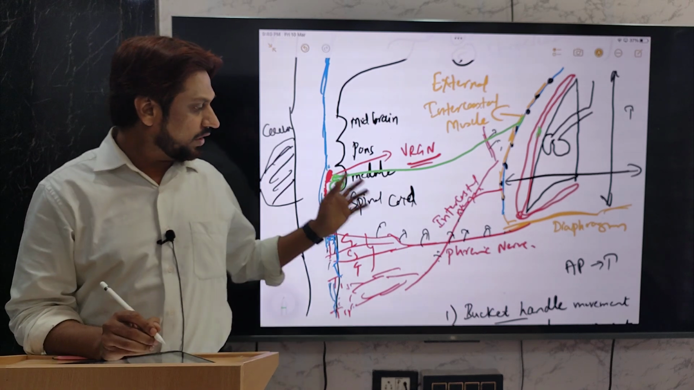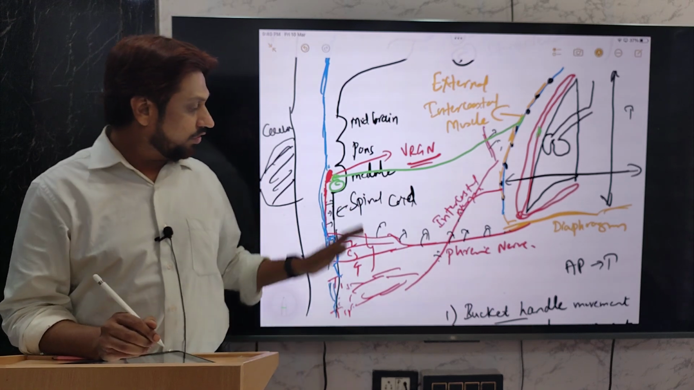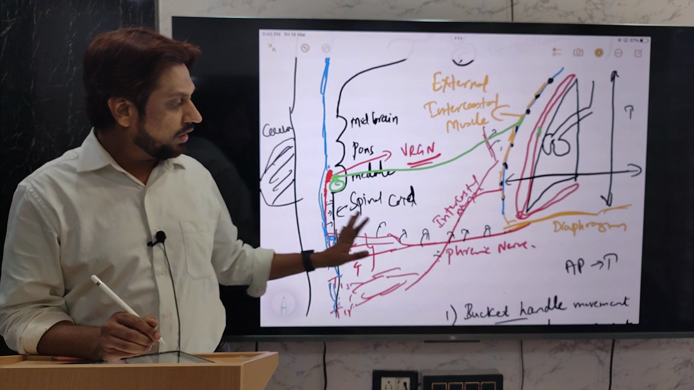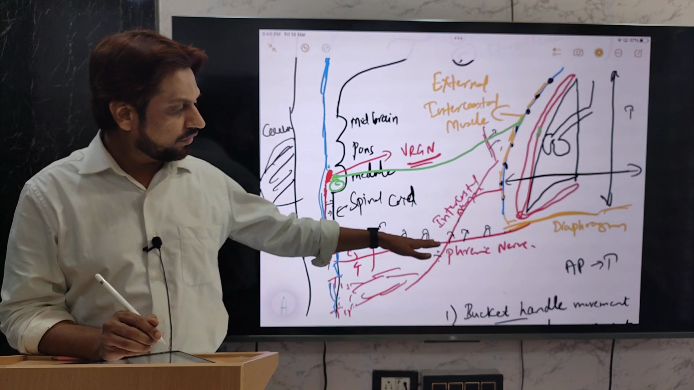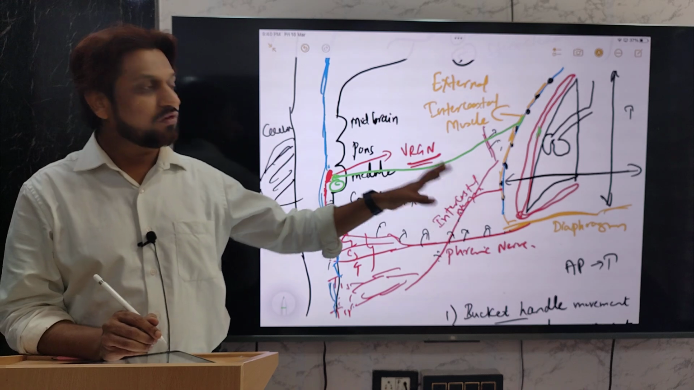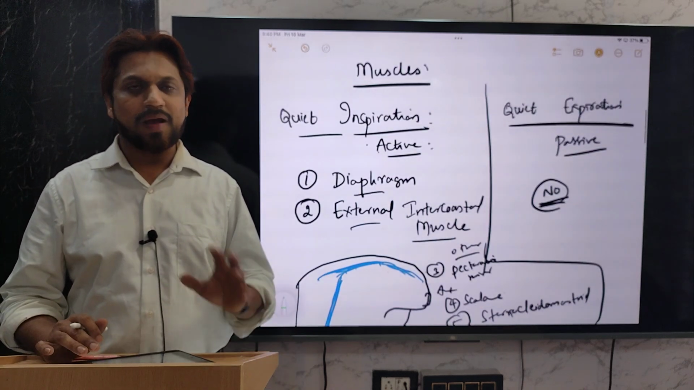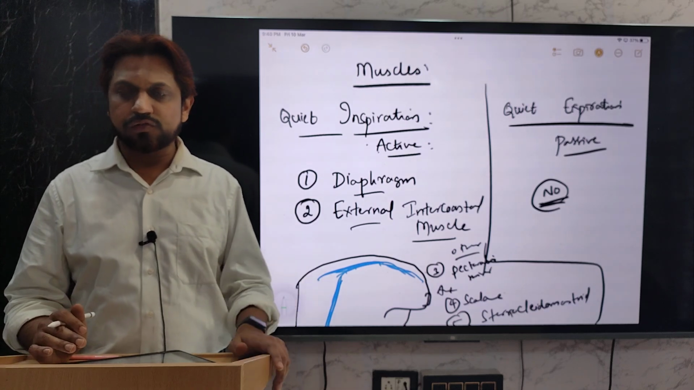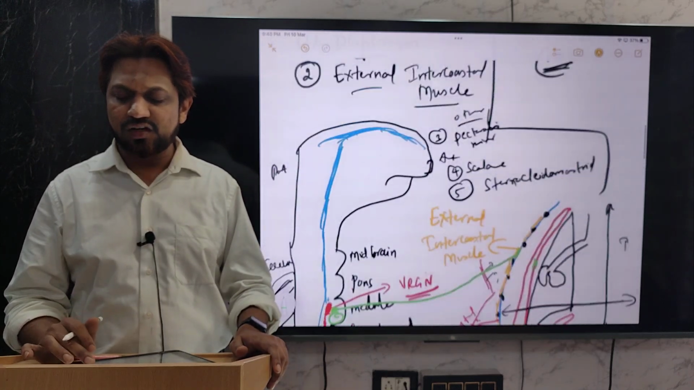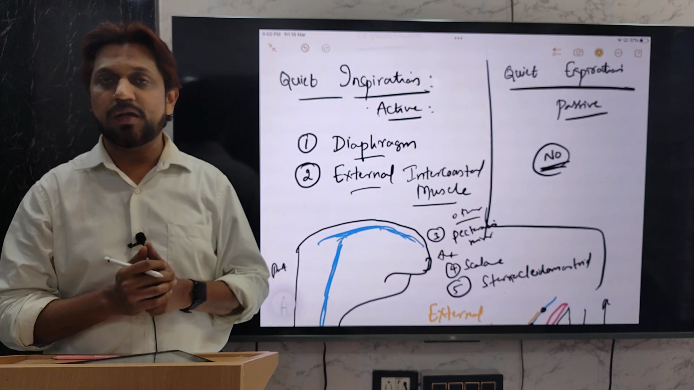When it is inhibited, the action potential which was being sent continuously is stopped, and because of this stopping of the nerve impulse, the muscles relax. Due to just the relaxation, expiration is a passive process, and the volumes come back in the opposite direction and normal expiration takes place.